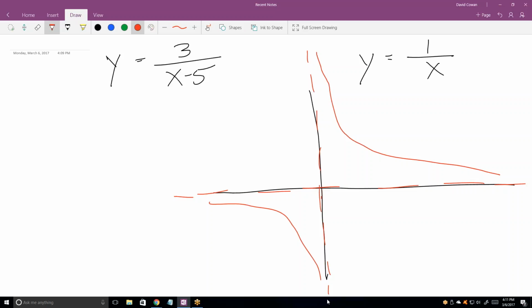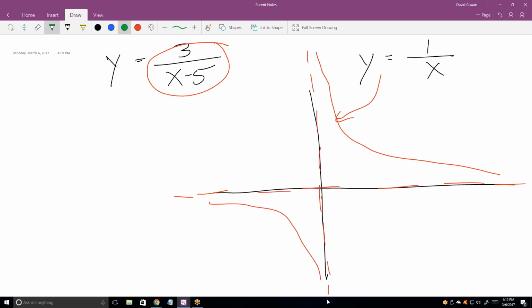So if we know how the parent function looks, how does 3 over x minus 5 differ from our parent function? Does it stretch it by 3 and then move it to the right 5? Correct. It vertically stretches it by 3, and this minus 5 being part of the function means we're going to horizontally shift it by 5.